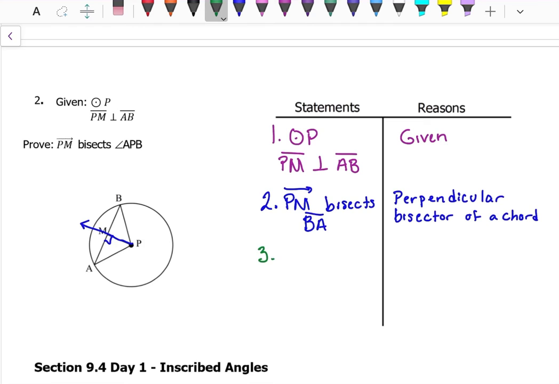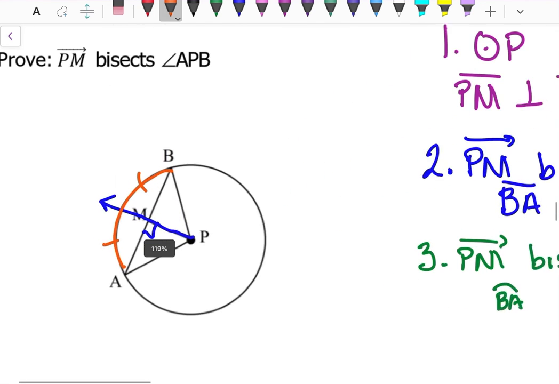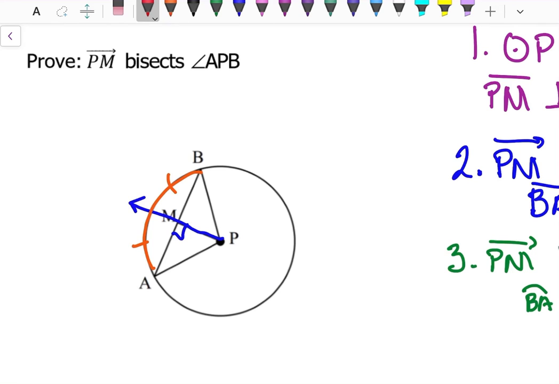My third step, since it's a perpendicular bisector of that chord, then that means that PM also bisects that arc. Arc BA bisects chord and arc. Since this chord is bisected, that means each of these halves are equal to each other, which shows that this angle and this angle are congruent because they are both central angles of congruent arcs.